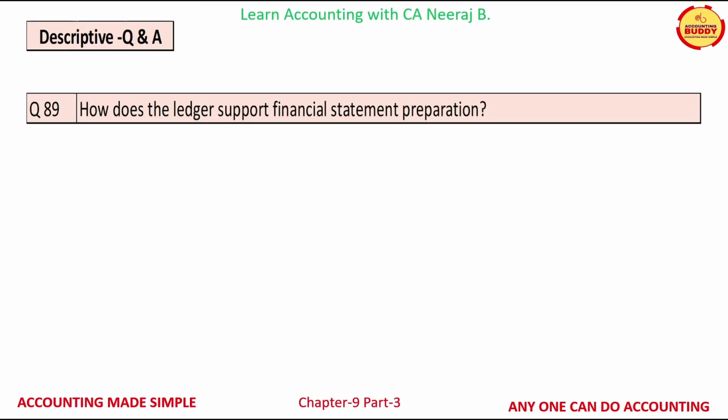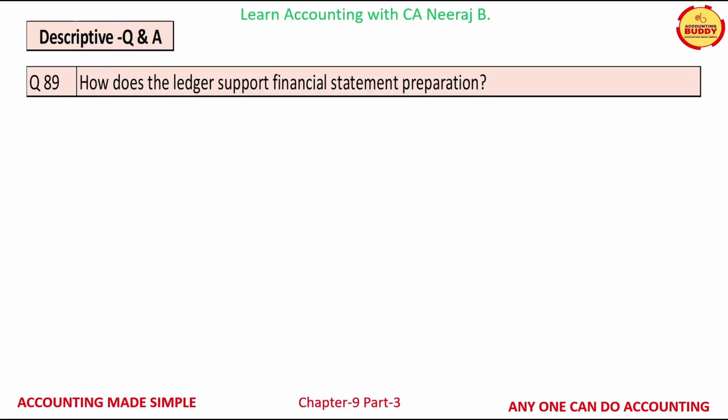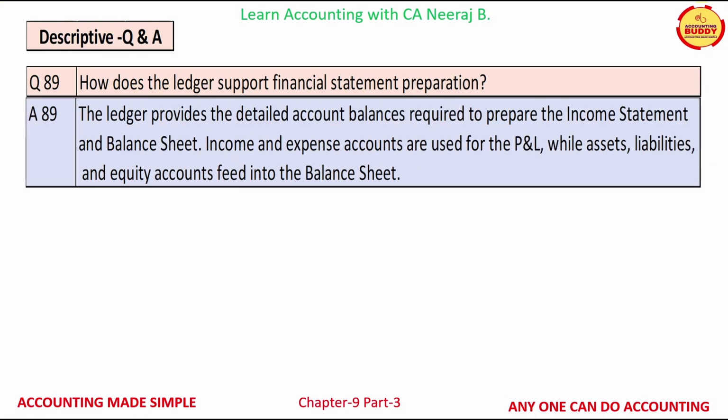Question number 89 is how does the ledger support financial statement preparation? And the answer is the ledger provides the detailed account balances required to prepare the income statement and balance sheet. Income and expenses accounts are used for the profit and loss account, while the assets, liabilities and equity accounts feed into the balance sheet.